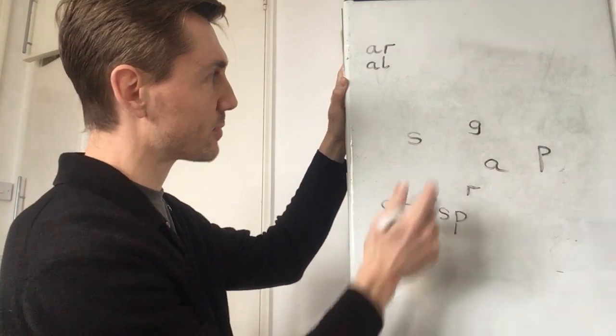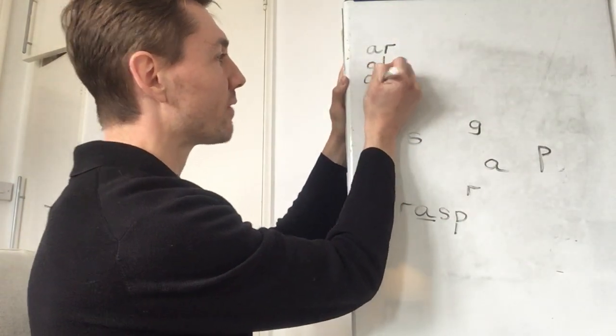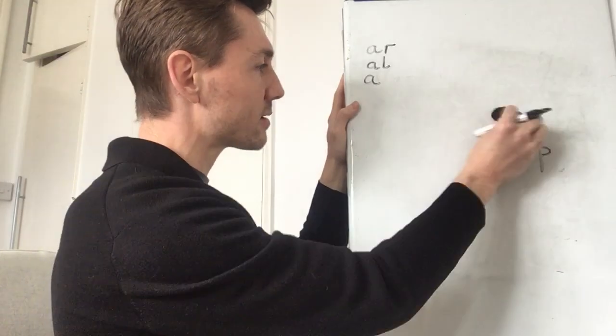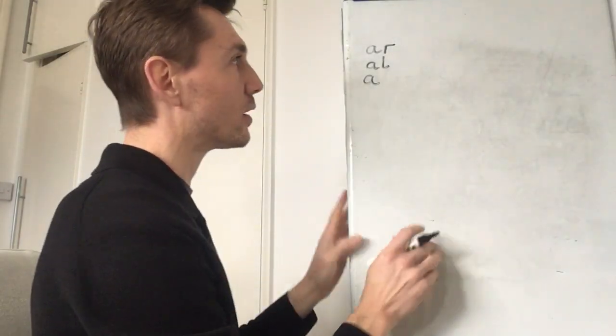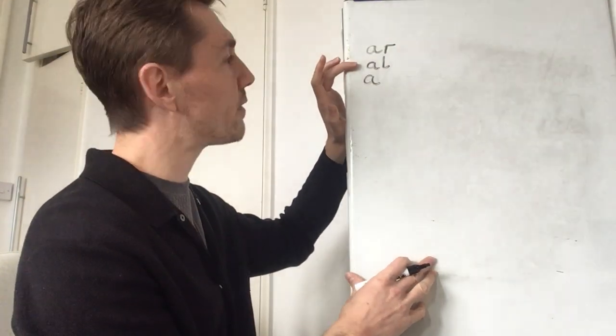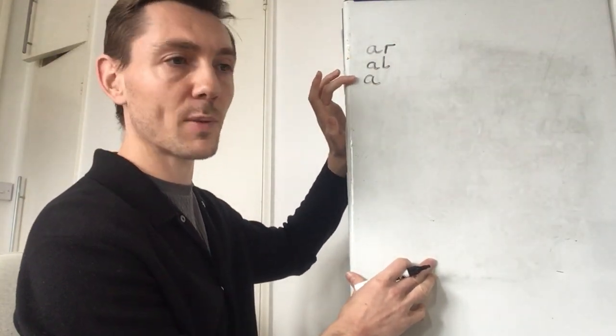It's the A on its own spelling of R, which we don't have yet, so we'll write it up here. So we've got 3 different spellings of the same sound so far, all the R sound: the AR spelling of R, the AL spelling of R, and the A on its own spelling of R.